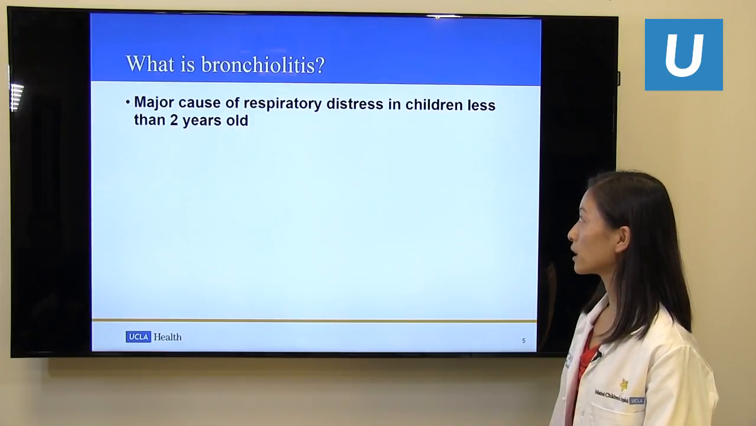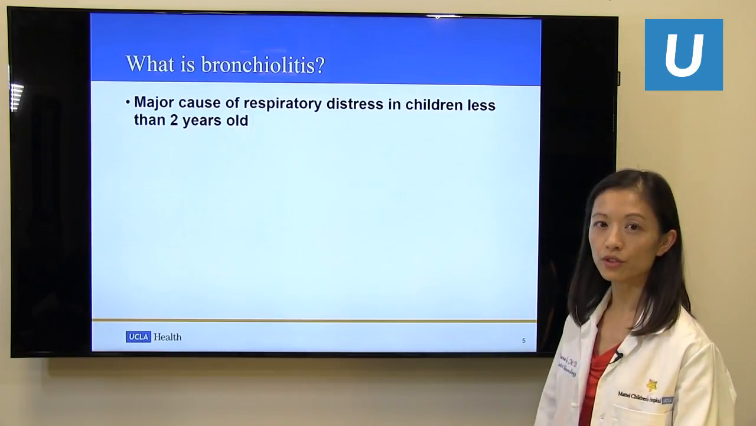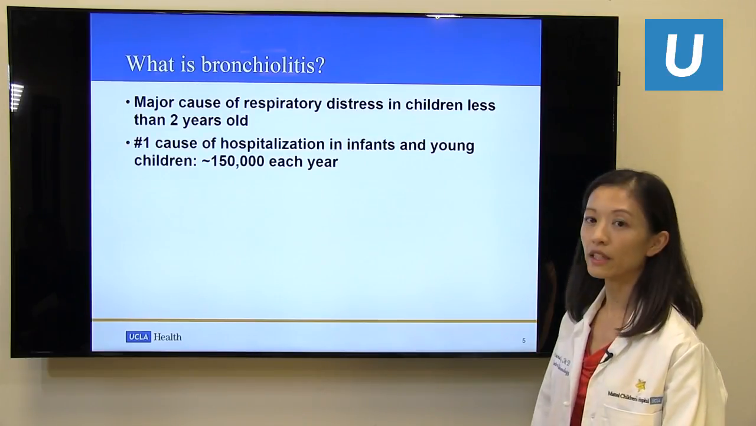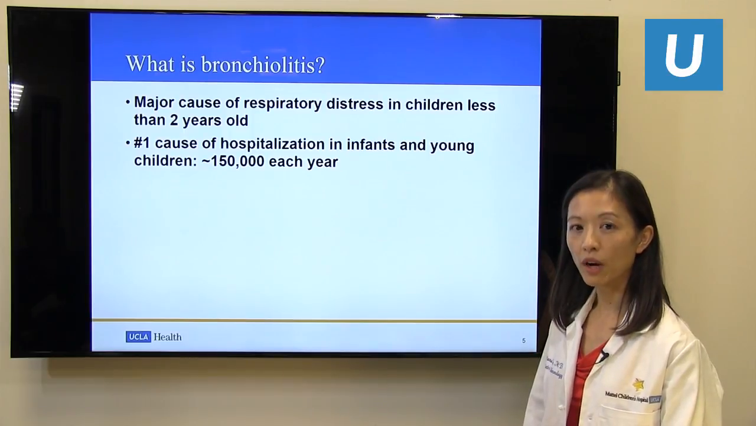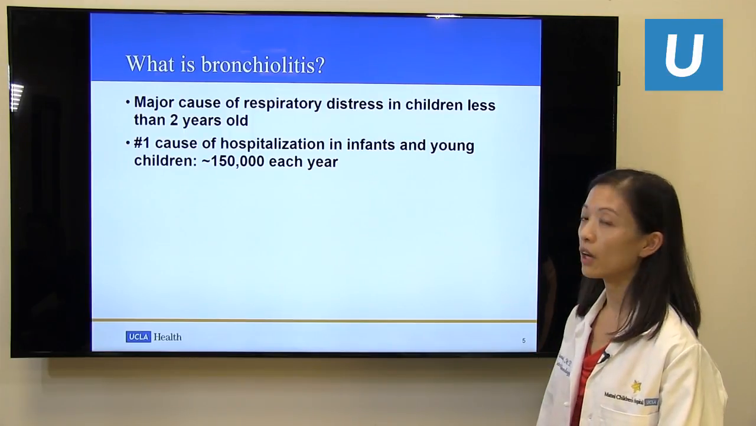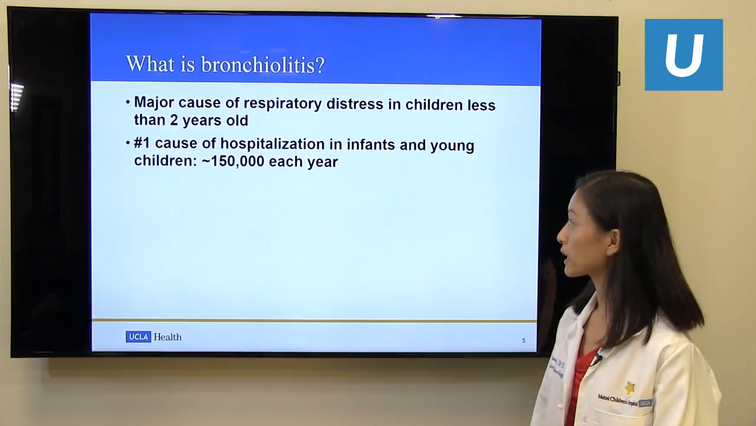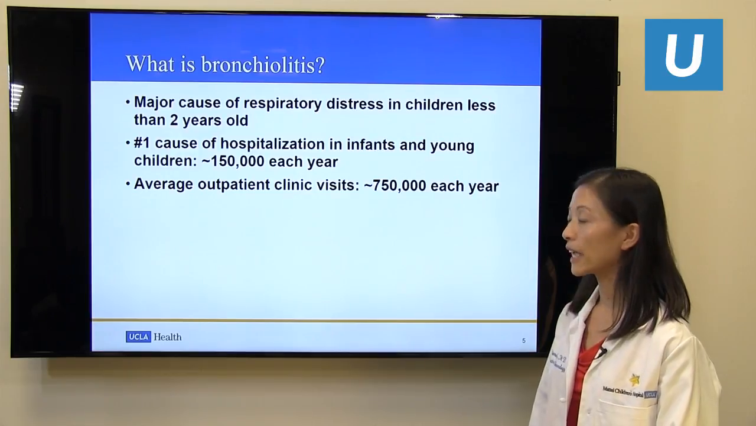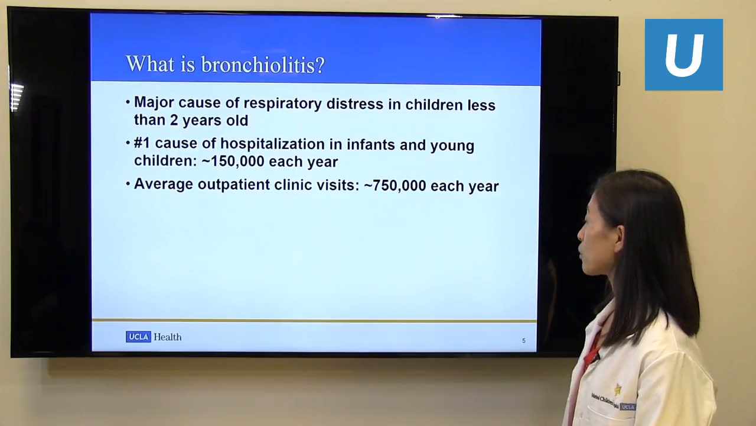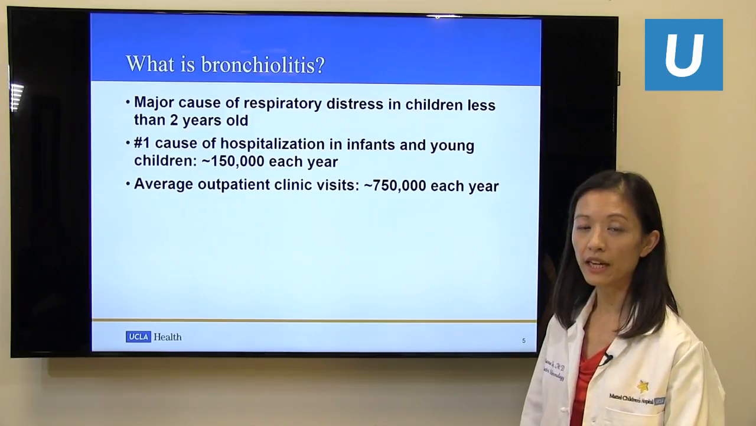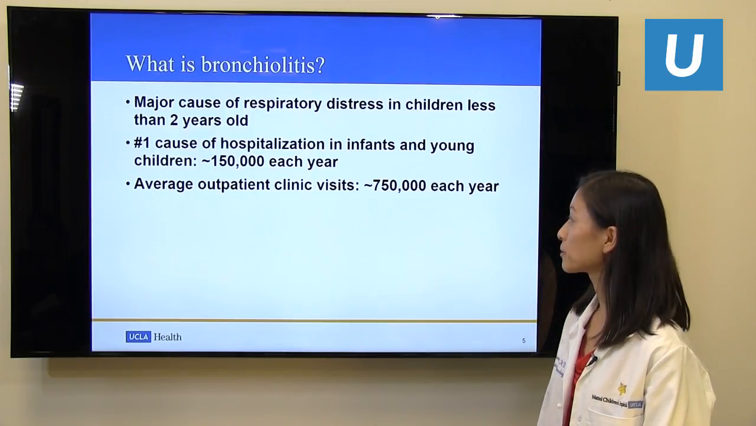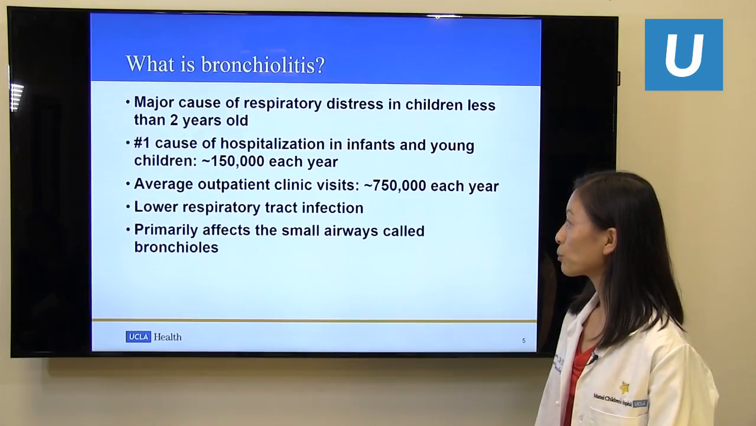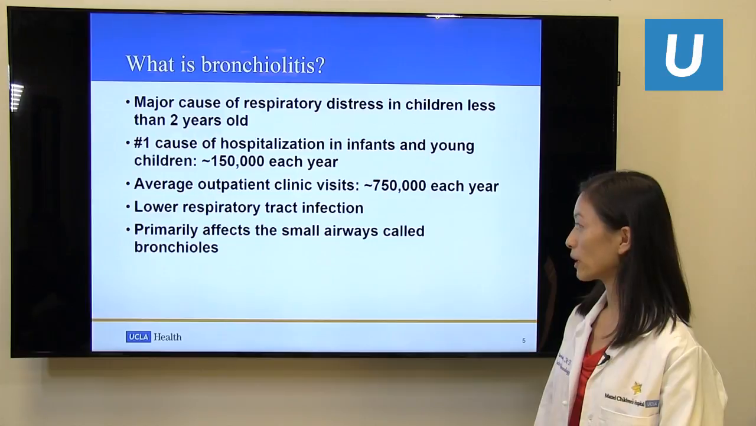Bronchiolitis is the major cause of acute respiratory distress in children less than 2 years old. It is the #1 cause of hospitalizations in infants and young children in this age group, and nationwide, about 150,000 hospitalizations each year are due to bronchiolitis. However, the larger amount are seen in the outpatient clinic visits, with an average of about 750,000 pediatric clinic visits each year for bronchiolitis. Bronchiolitis is a lower respiratory tract infection, and it primarily affects the small airways called bronchioles.